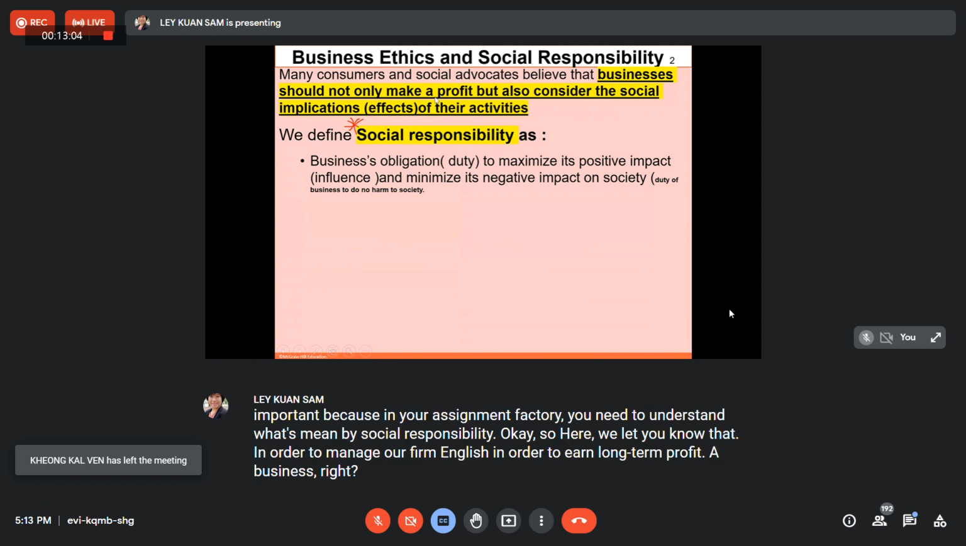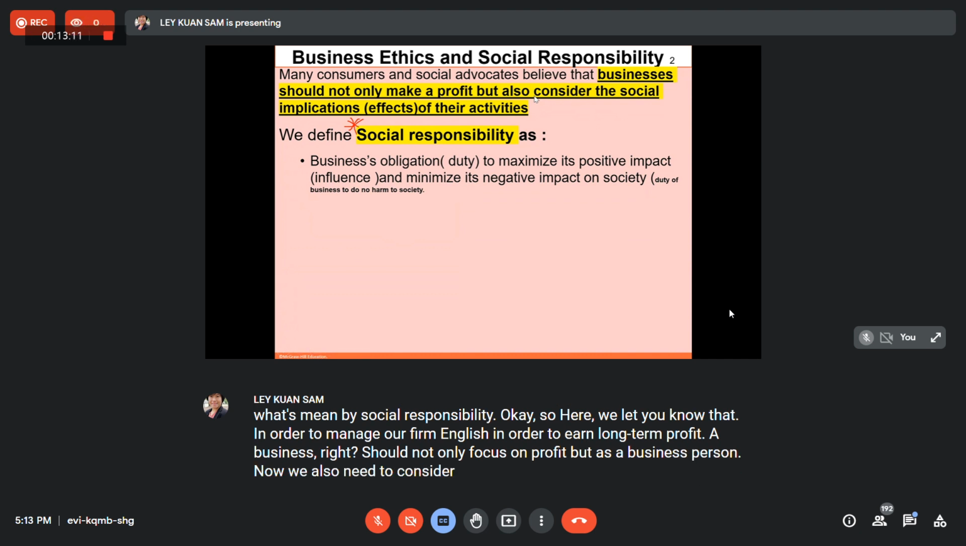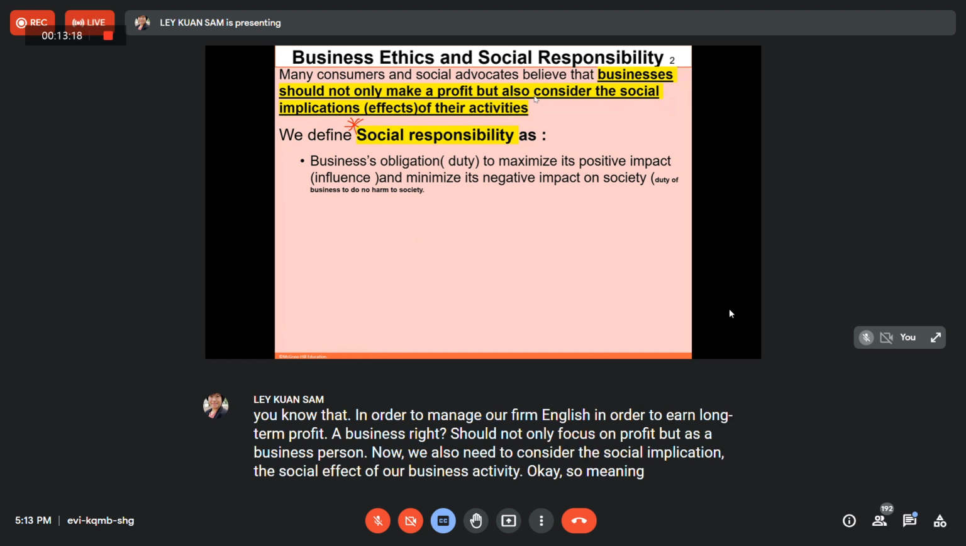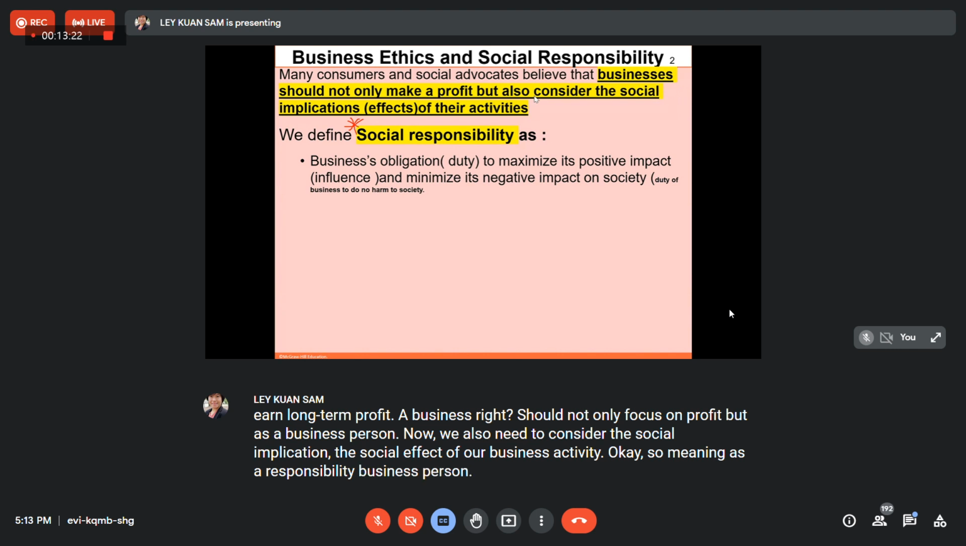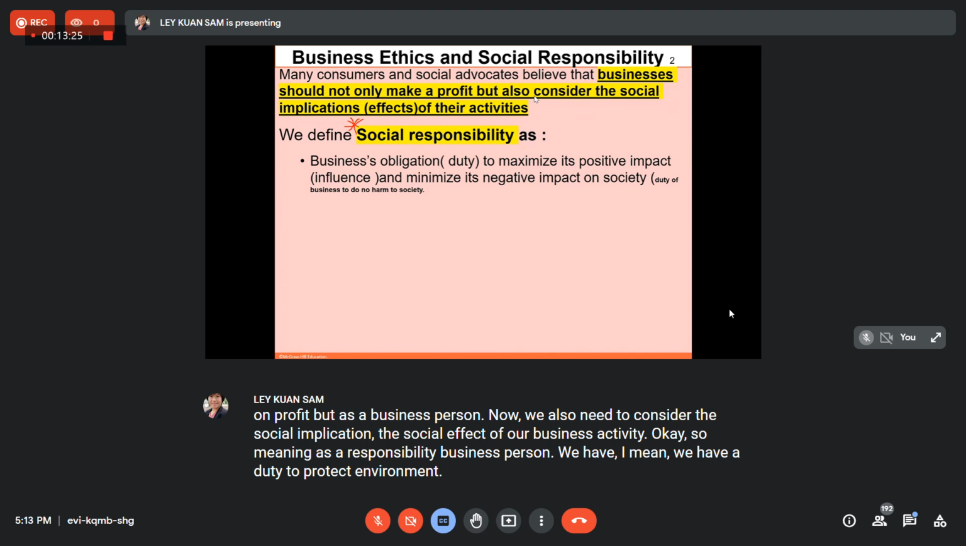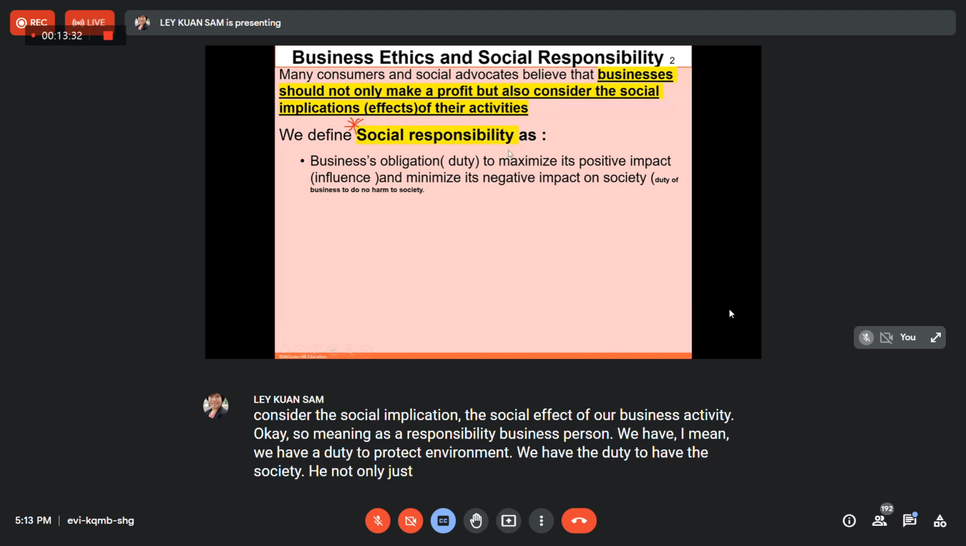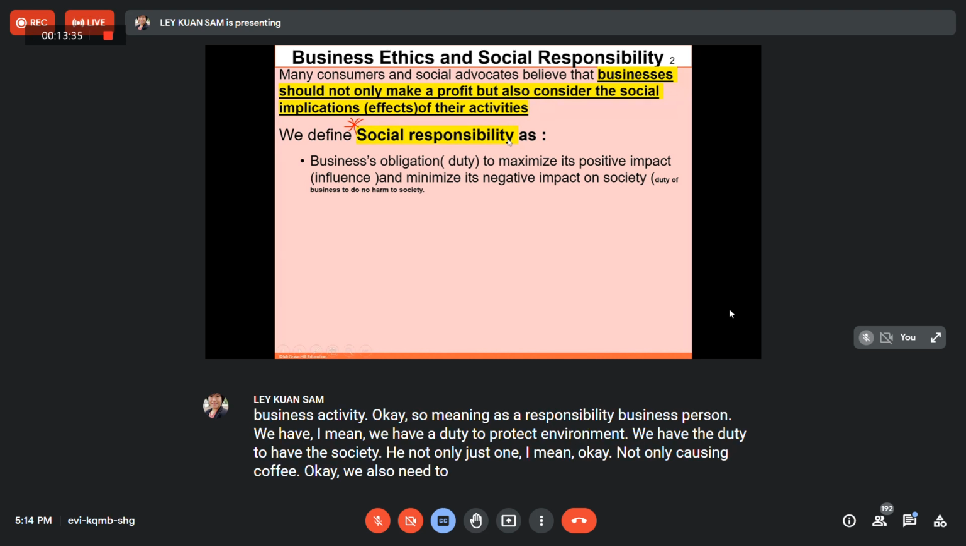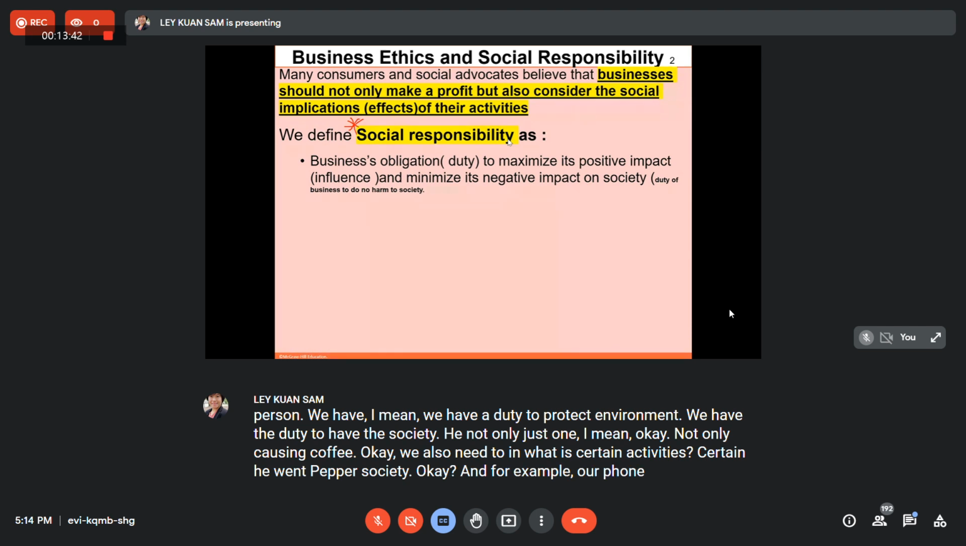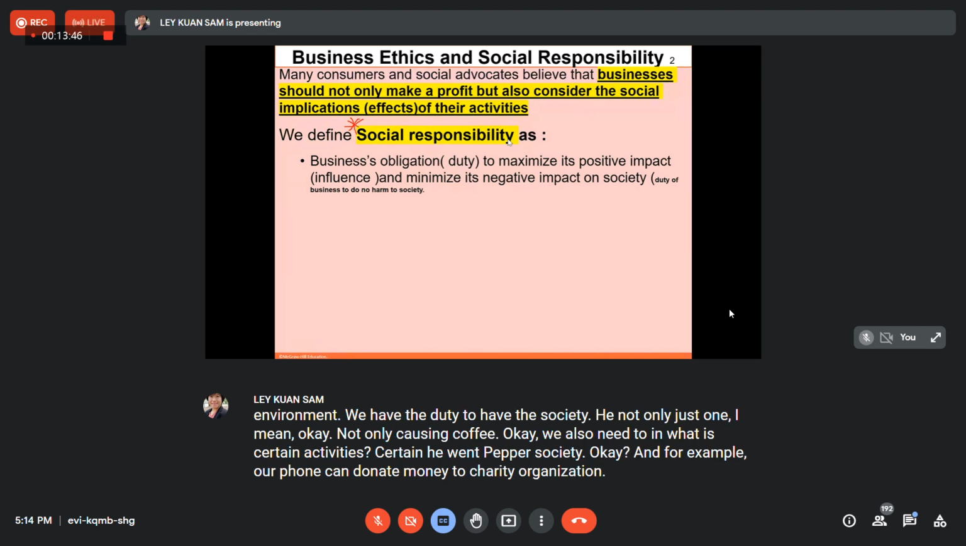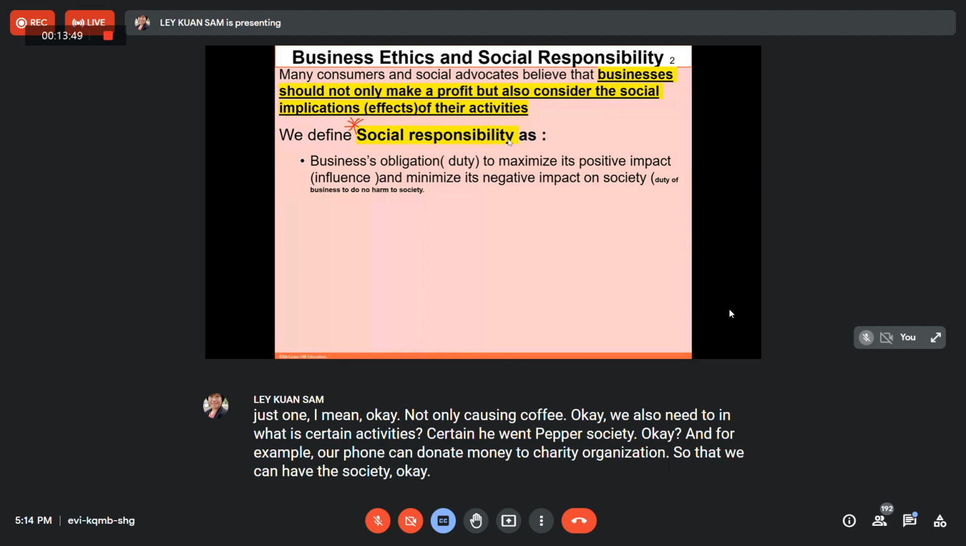a business should not only focus on profit, but as a business person, we also need to consider the social implication, the social effect of our business activity. Meaning as a responsible business person, we have a duty to protect the environment. We have a duty to help the society, not only concern profit. We also need to get involved in certain activities, certain events to help the society. For example, our firm can donate money to charity organizations so that we can help the society. So what is the meaning of social responsibility?